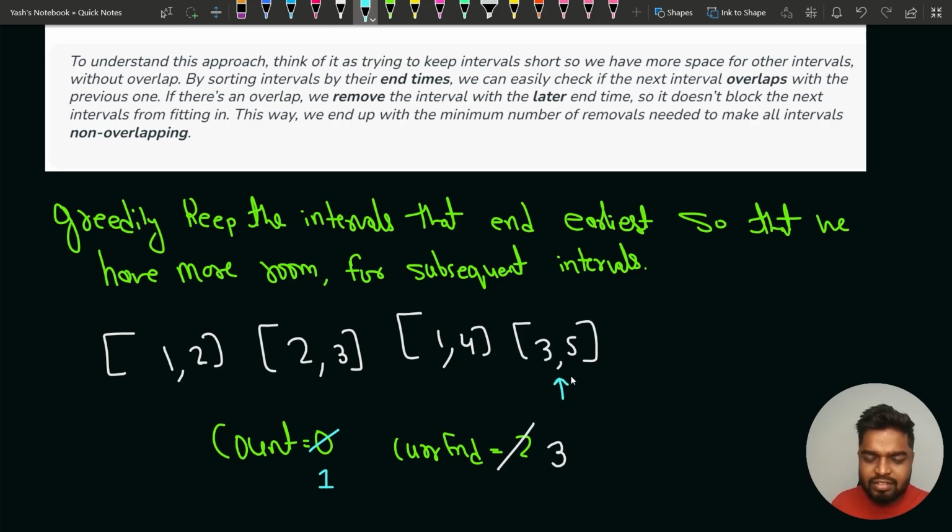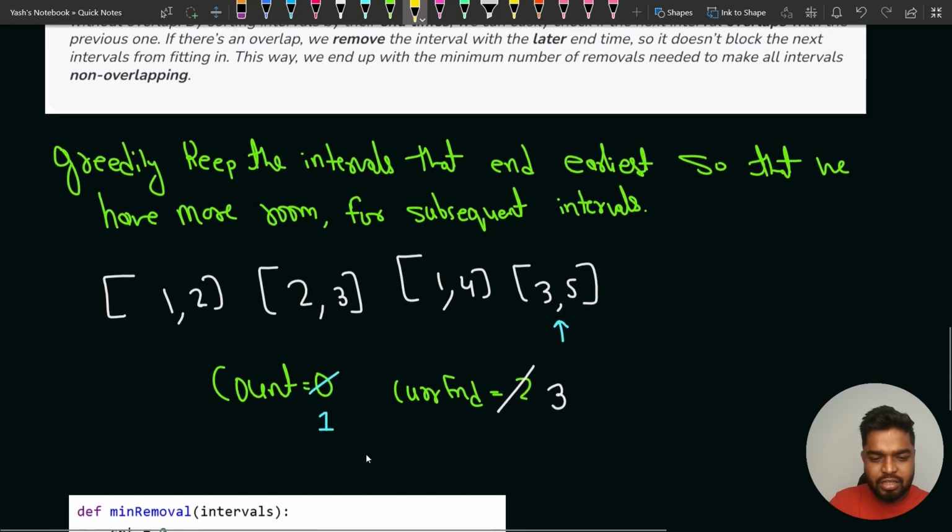Now after that, we'll go to the next interval, that is 3 comma 5. Now current ending is 3 and the starting is also 3, so we will not consider this as an overlap, because overlap will be considered only when the start time is lesser than the current ending. So the count will still remain 1 here, and the current ending will be 3. So you can see here that by removing one interval, we will be able to complete our job here. Now let's consider the code also.